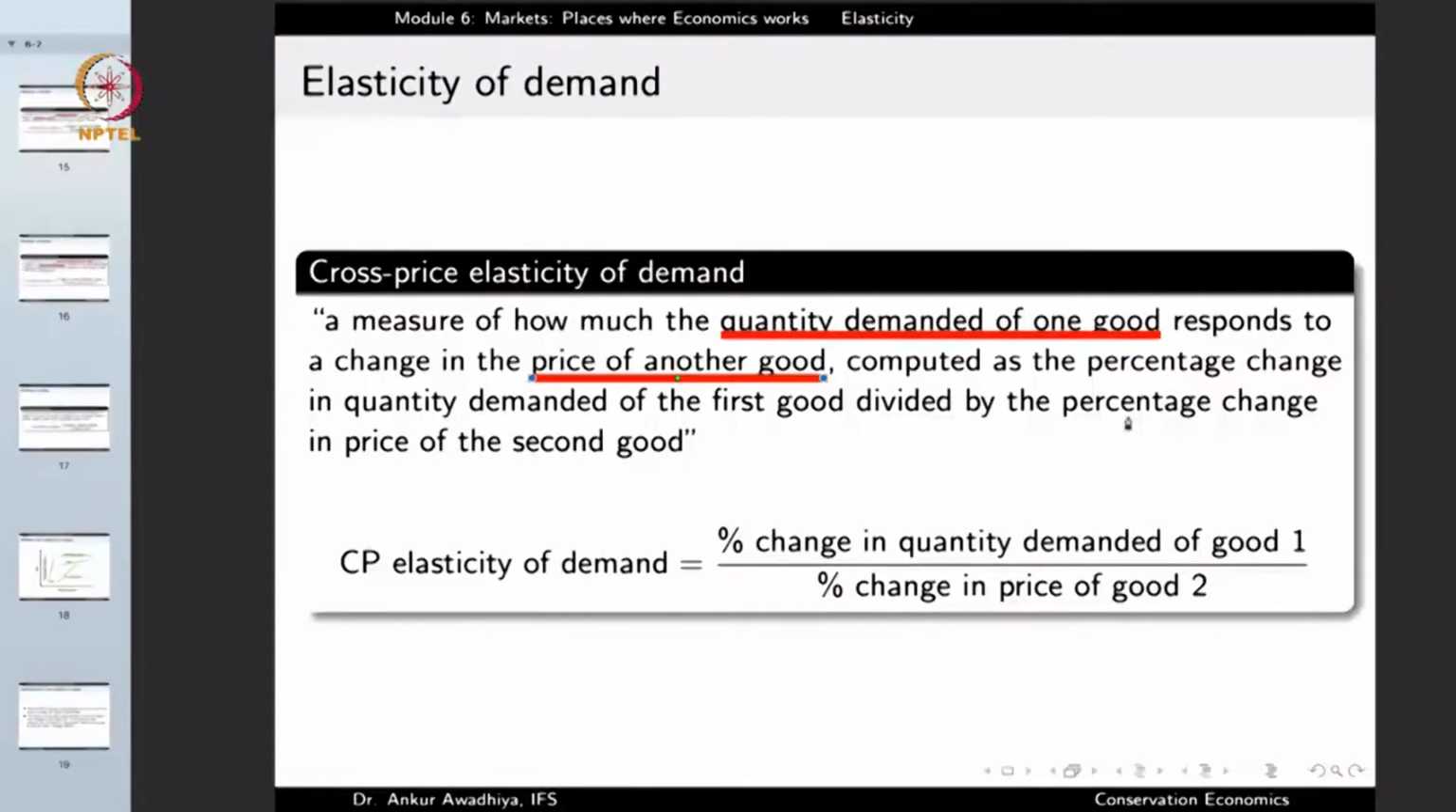Now, in this case, the question being asked is if there is, say, a 10% increase in the price of rice, what is the percentage change in the demand for wheat? Or similarly, if the price of chocolate ice cream increases, is there a difference in the demand for, say, pineapple ice creams? So, cross price elasticity of demand is the percentage change in quantity demanded of good 1 divided by percentage change in the price of good 2. So, if the price of good 2 changes, what is the impact on the demand for good 1? Is what we are asking in the cross price elasticity of demand.